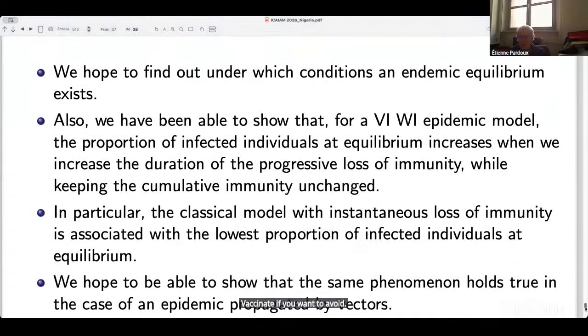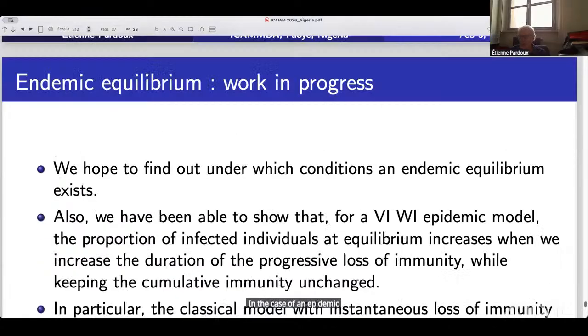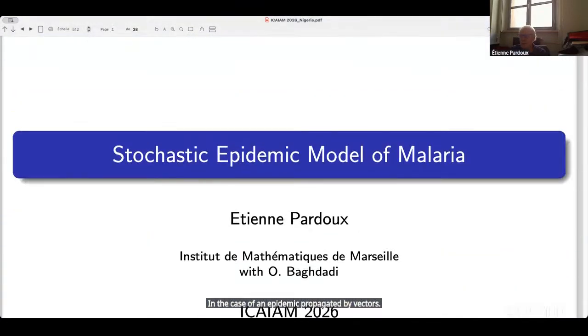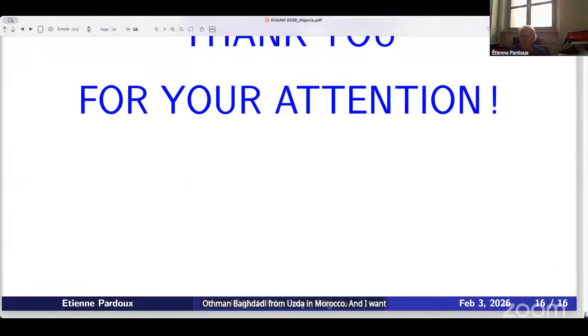So we hope to be able to show the same phenomenon holds true in the case of an epidemic propagated by vectors. Okay, I went a bit fast. I forgot to say that this is joint work with Othman Baghdadi from Oujda in Morocco, and I want to thank you for your attention.